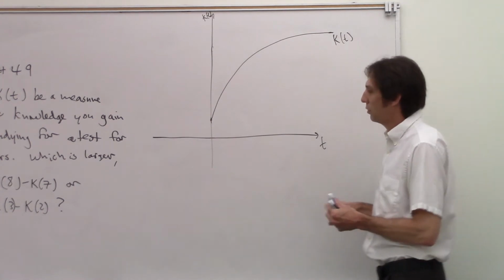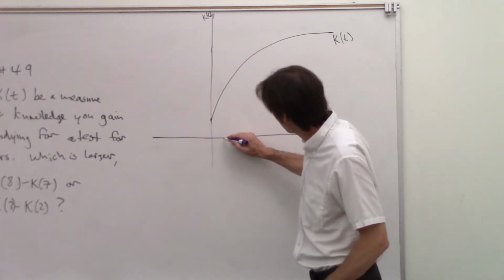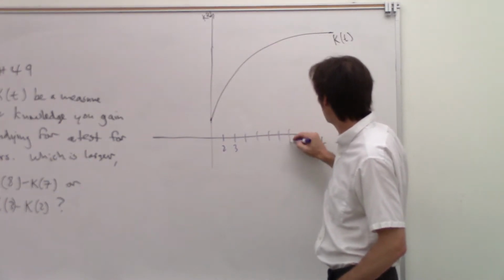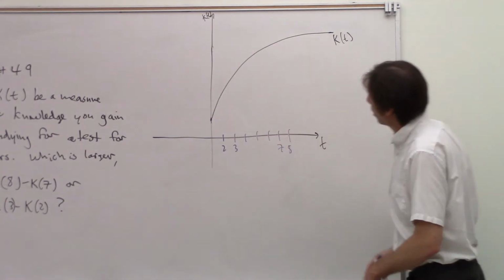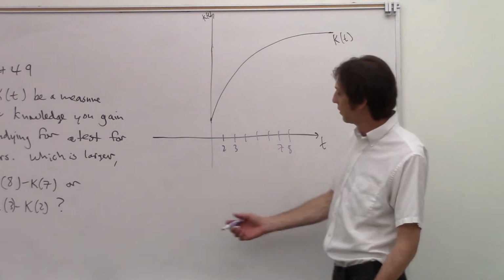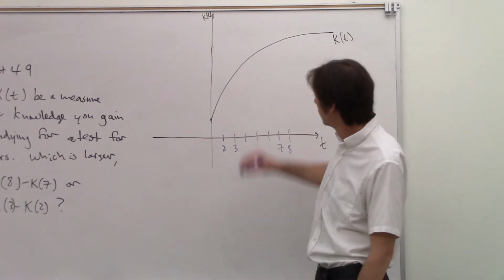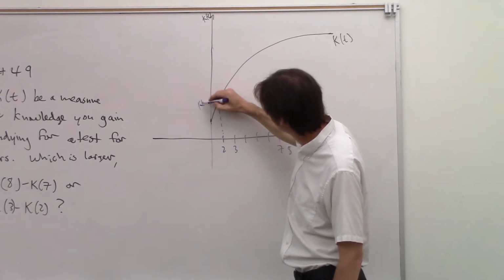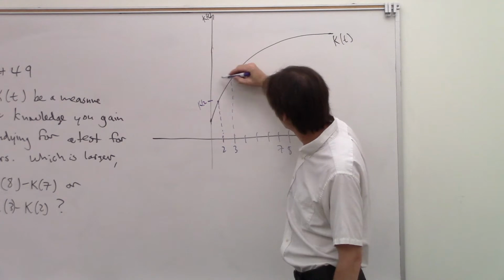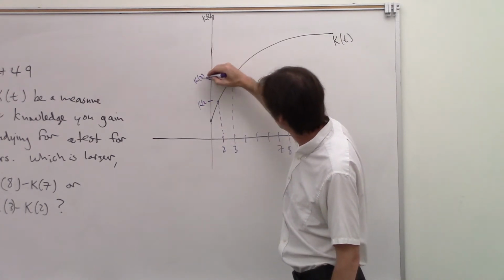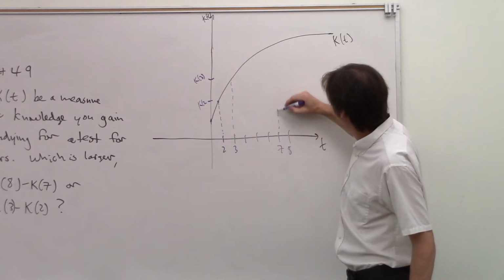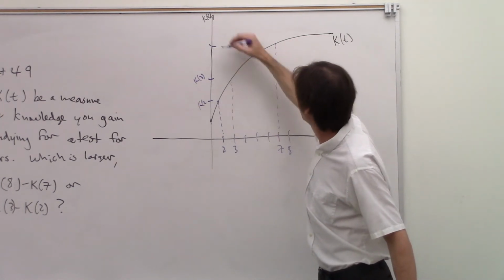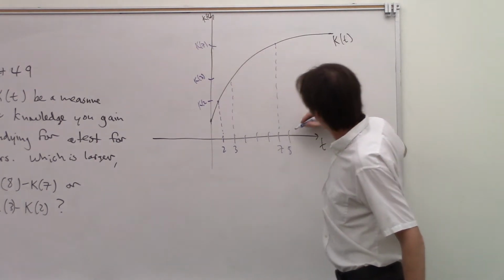Well, let me put those independent variable values on here somewhere, right? Here's 2, here's 3, 4, 5, 6, 7, 8. All right, and to measure the differences of those outputs, I need to subtract, right? So let's take a look. Here's k of 2, here's k of 3, roughly. Over here, right, we have a height of k of 7. Where's that? Right about there, maybe. And k of 8.